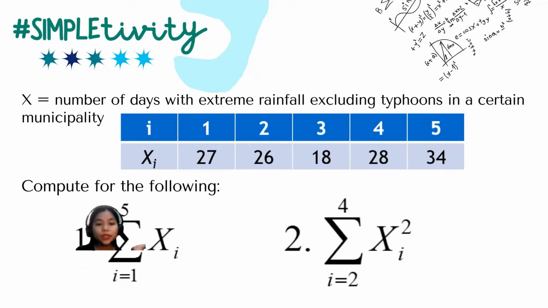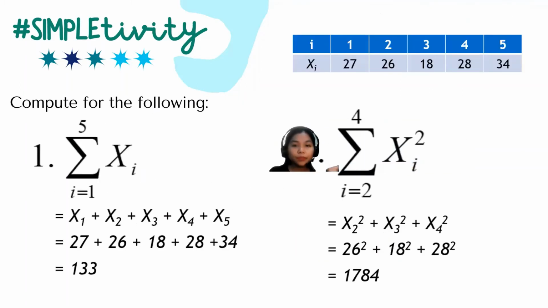First, we're asked to get the value of the summation of x sub i as i ranges from 1 to 5. And the second one is to get the sum of squares, so summation of x sub i squared as i goes from 2 to 4. Please try to remember these values. So let's start solving for this.